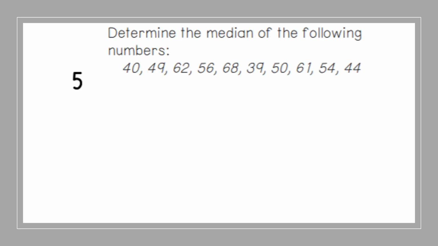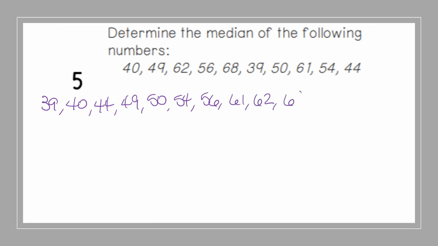Determine the median of the following numbers. So the first thing you've got to do again is put them in order from least to greatest. So that would be 39, 40, 44, 49, 50, 54, 56, 61, 62, and 68. Again, you may want to double check your series, count the original list, count your new list, make sure you did not miss any numbers.